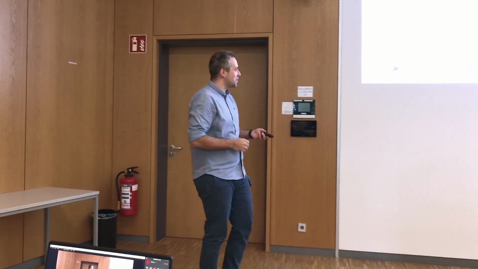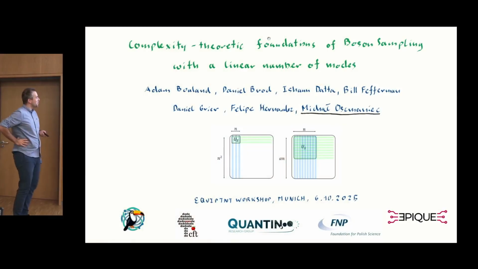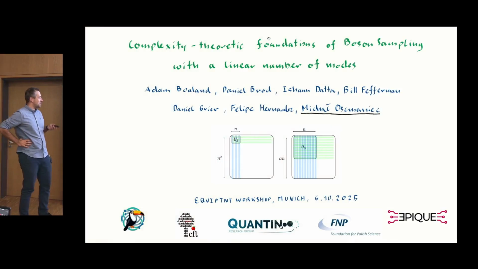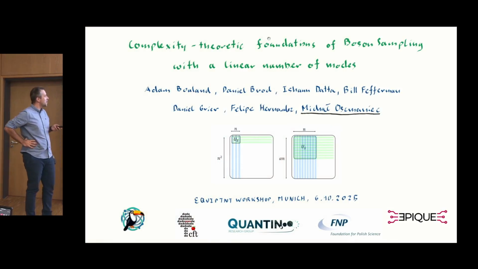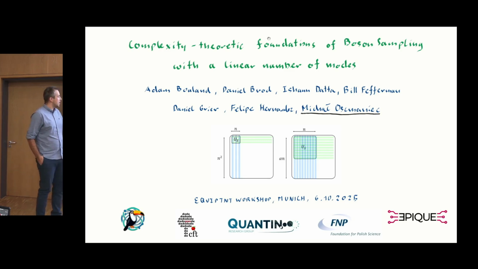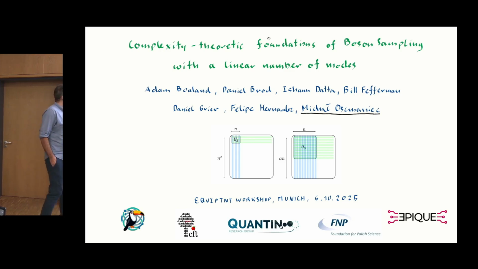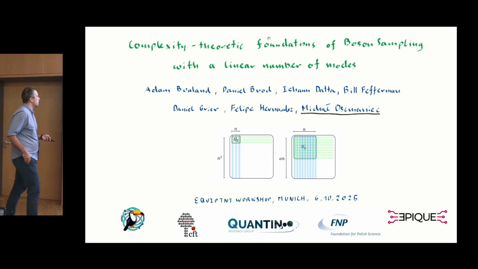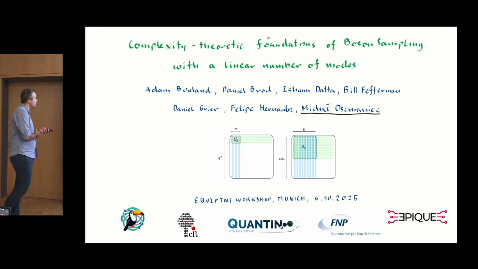So I'll be talking about not-that-useful quantum advantage, so about sampling, boson sampling, but hopefully in an experimentally realistic regime where the number of photons scales linearly with the number of modes. It's a joint work with a bunch of people from the States and Brazil.